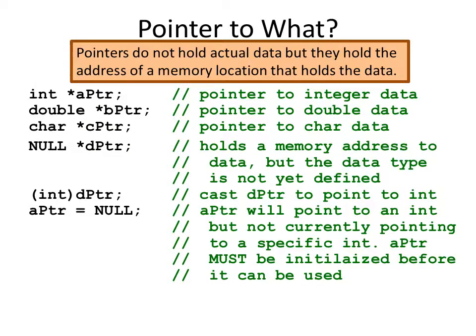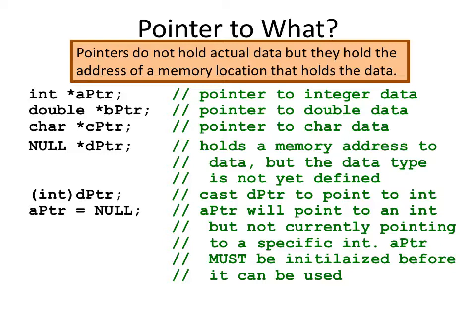What is the pointer pointing to? Here are several examples. Int star a_ptr is pointing to an integer. Double star b_ptr, pointing to a double. Char star c_ptr, pointing to a character. Void star d_ptr. Well, this pointer is going to hold a memory address, but I really can't use it yet because I don't know what it's pointing to. One way to solve this problem is to cast d_ptr to an integer or double or something else, so that now we will know how to use it and what type of data it's pointing to.